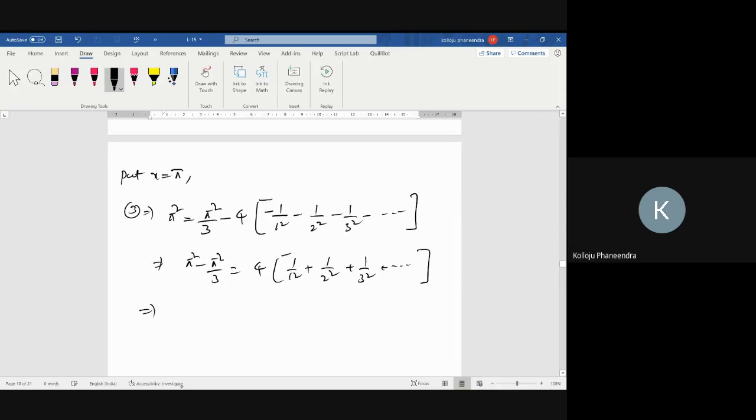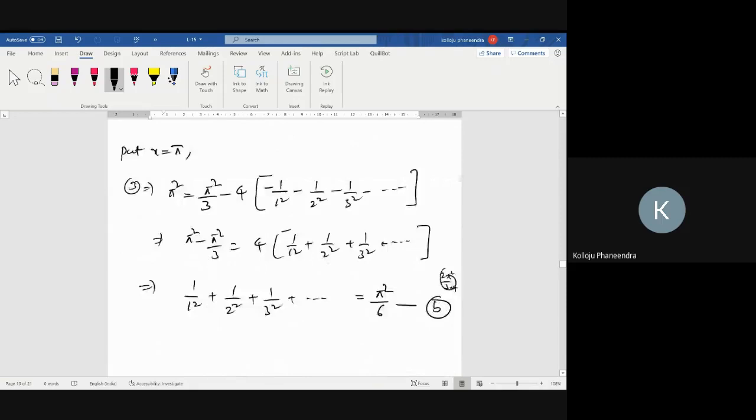So 1 by 1 square plus 1 by 2 square plus 1 by 3 square, and so on, equals what? 2 pi square by 3, divided by 4. Yes, pi square by 6. This is B. Another deduction.